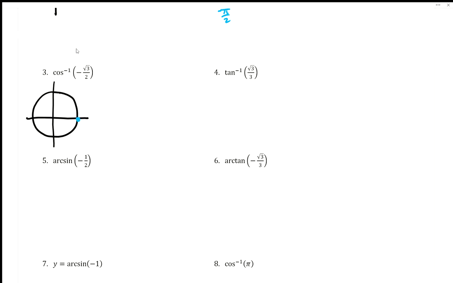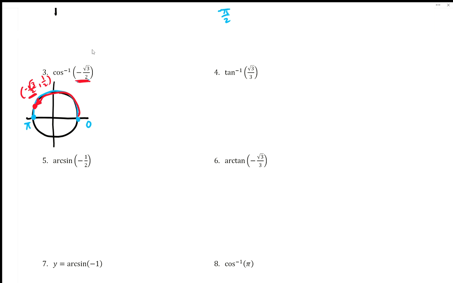Let's mark it though. We know cosine inverse every time is between 0 and pi. This time again, that's an x coordinate. Cosine is always connected to x. Cosine inverse of negative radical 3 over 2. So I'm thinking, where do I have negative x coordinates? Well, in quadrant 2 I do. Negative radical 3 over 2 and positive 1/2, but the main thing really is the x coordinate.